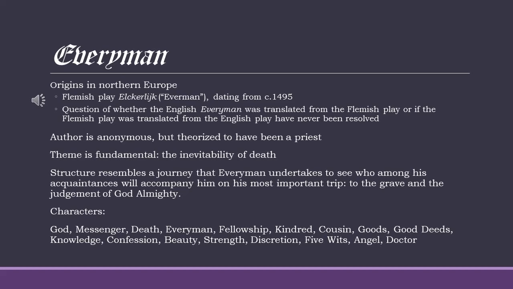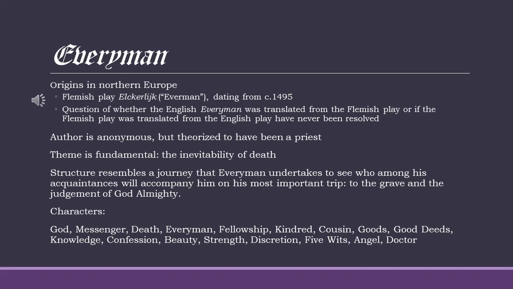One of the really interesting things about this play is that the question of whether the English Everyman was translated from the Flemish play or if the Flemish play was translated from the English play has never been resolved. So they both arose around the same time, so we don't know which one came first. The author is anonymous, but it's theorized to have been a priest because of the themes and the religious aspect of the play, and the theme is fundamental: the inevitability of death. The structure resembles a journey that every man undertakes to see who among his acquaintances will accompany him on his most important trip, to the grave and to the judgment of God Almighty.